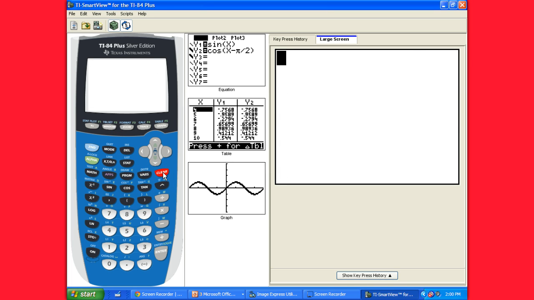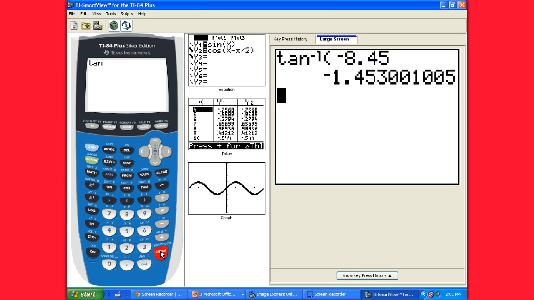And if we want to do arctan, remember we've done this before, but we're going to do second tan for inverse tan. And then we could put that value in. So we would have negative 8.45. And you should be getting negative 1.453001. Try that on your scientific calculator as well. Make sure that you can get your calculator into radian mode, that DRG button, and see the sequence of steps that you would need to type that in to come up with that same answer.